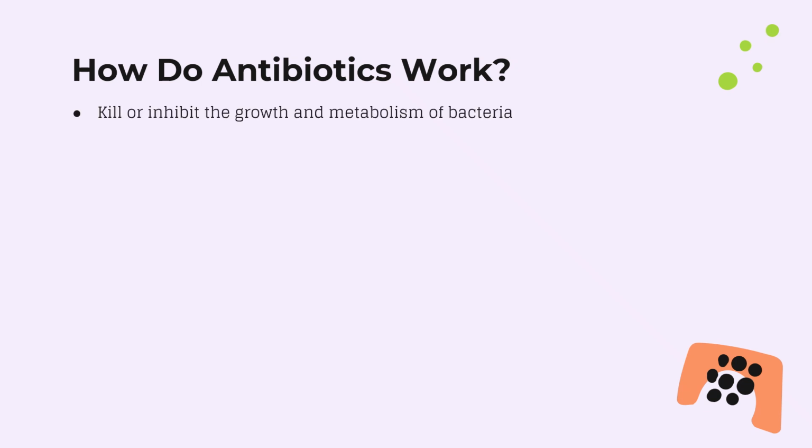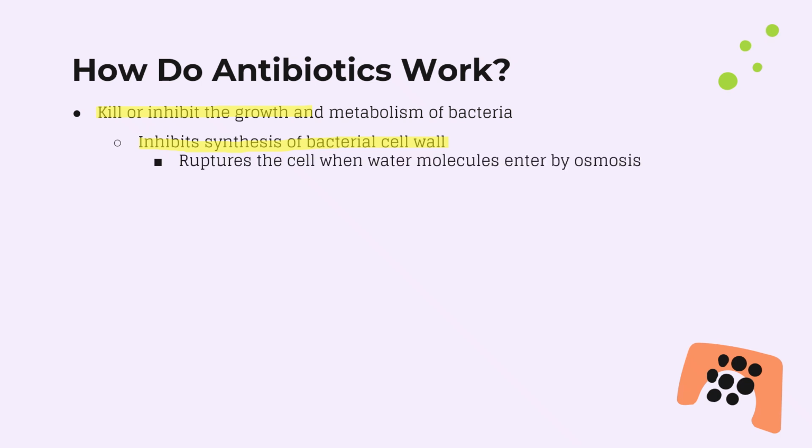So how do antibiotics work? In a nutshell, antibiotics will kill or prevent the bacteria from growing. But how do they do that? There are four ways. Number one, they can prevent the synthesis of the bacterial cell wall. If the bacteria cannot make the cell wall, when water enters the cell through osmosis, they will ultimately rupture. Number two, they can inhibit cell membrane function.